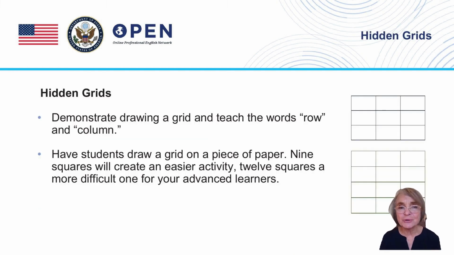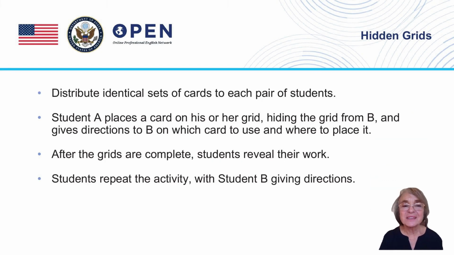The teacher shows a 9 or perhaps 12 square grid drawn on the chalkboard or a large piece of paper and teaches the words row and column, two words that are very useful vocabulary for anyone who uses a computer. Students draw a grid on their own paper. The teacher distributes two identical sets of cards to each pair.